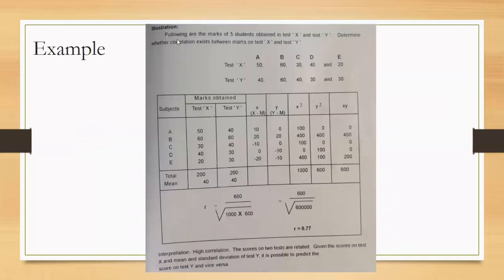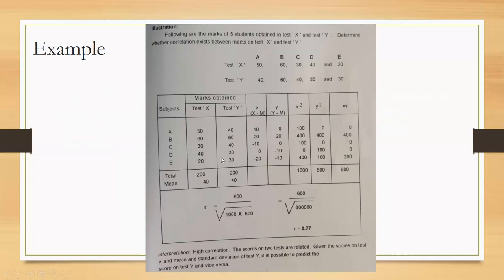So I'll explain this with the help of the example given in your record. Okay, this is the question, the example. There are 5 students, marks obtained mentioned here, marks obtained in test X and test Y. If I'm replacing X and Y with English and Maths, okay, remember that. Test X means English, test Y means Maths. So determine whether correlation exists between the marks obtained in English and marks obtained in Maths. Okay, so these are 5 students and their marks obtained for English and for Maths.